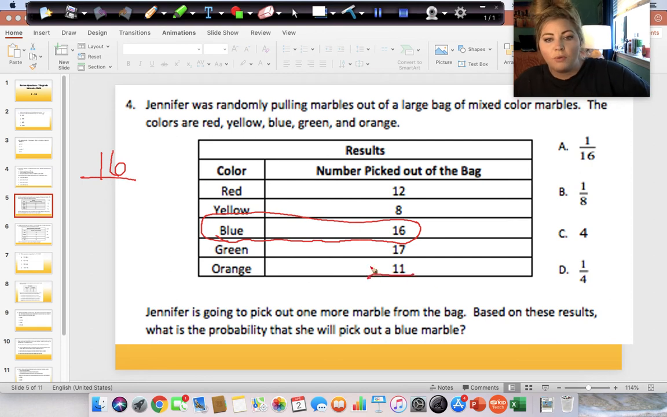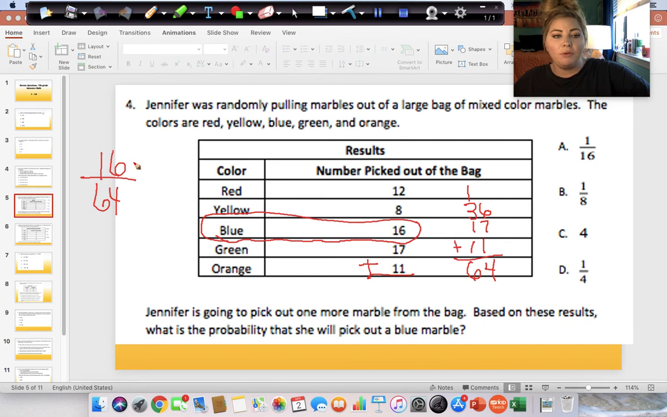Okay, so we need to find our total by adding all of these numbers together. So 12 plus 8 gives us 20. 20 plus 16 gives us 36. And then we have 36 plus 17 plus 11. 6 and 7 makes 13 plus 1 more is 14. 1 and 3 is 4, plus 1 is 5, plus 1 is 6. So that is 16 over 64.